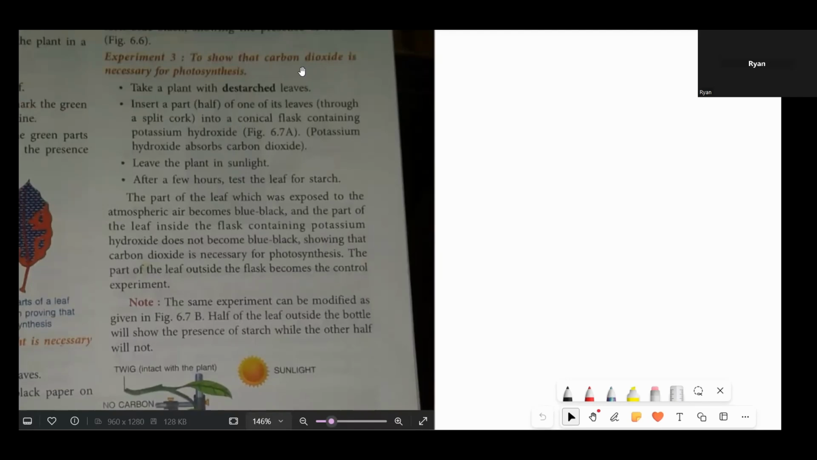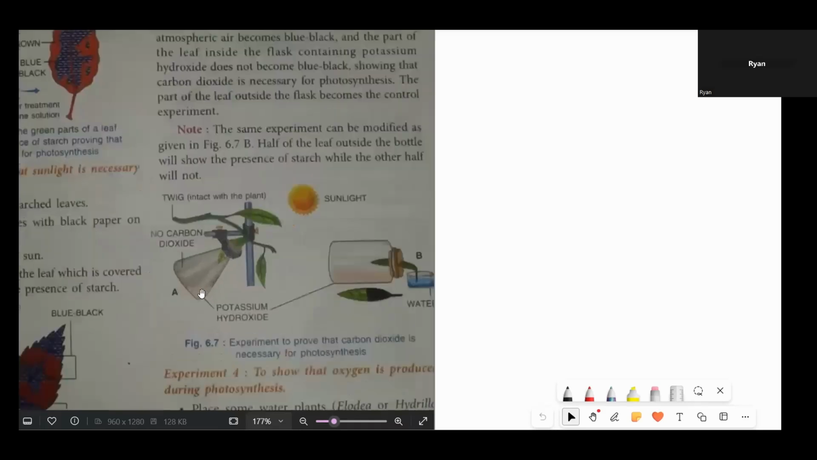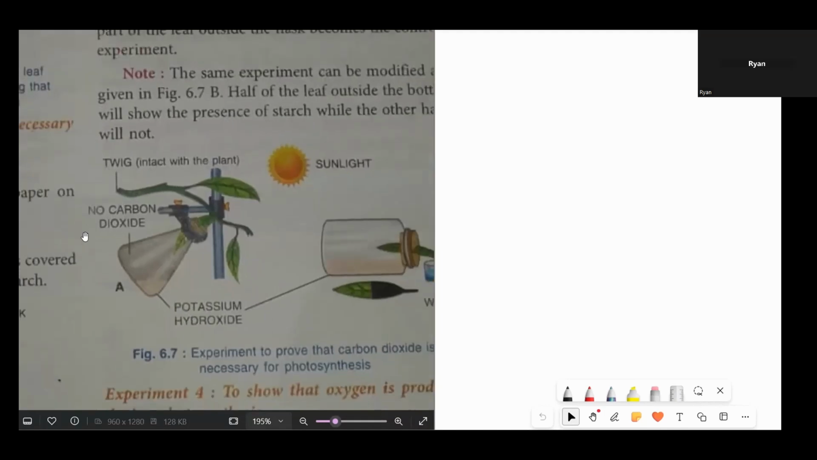So first you always have to destarch the leaf again. Otherwise, there is already starch in the leaf. Even if you cut off the carbon dioxide, there is still starch present. All right. So first thing is destarch the leaf. Now to remove the carbon dioxide, we use potassium hydroxide. What is the formula for potassium hydroxide? KOH. KOH has this property that it absorbs carbon dioxide.